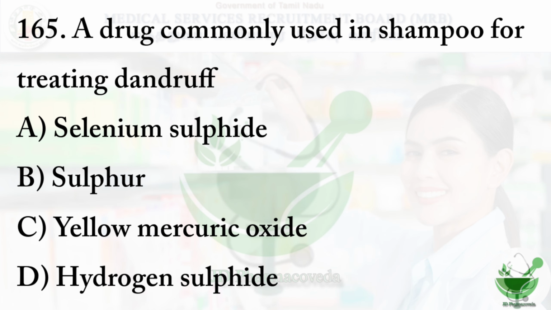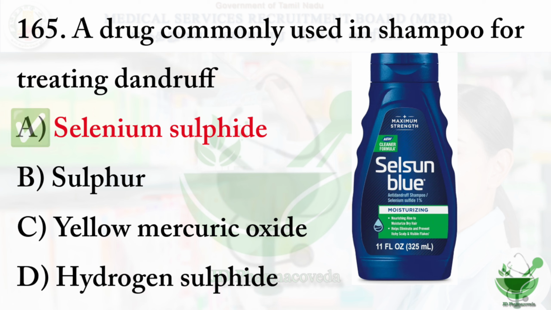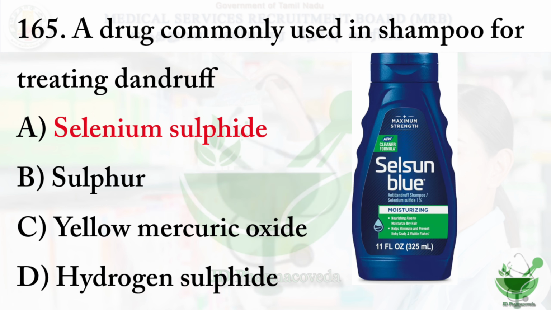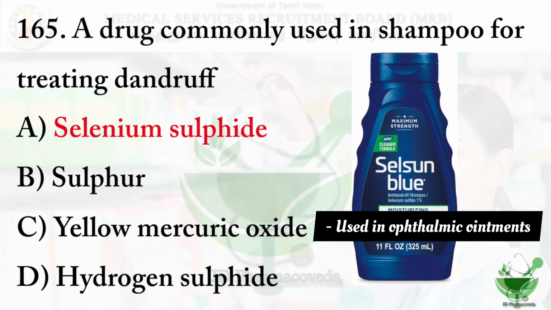A drug commonly used in shampoo for treating dandruff. Option A selenium sulfide, option B sulfur, option C yellow mercuric oxide, option D hydrogen sulfide. So the right option is option A, selenium sulfide. And other drugs like zinc pyrithione, ketoconazole, salicylic acid and coal tar are also used as anti-dandruff agents. Yellow mercuric oxide is commonly used in ophthalmic ointments.